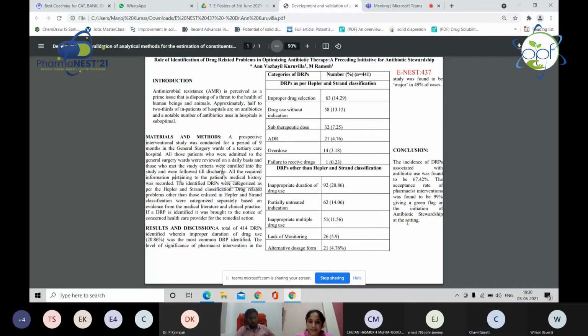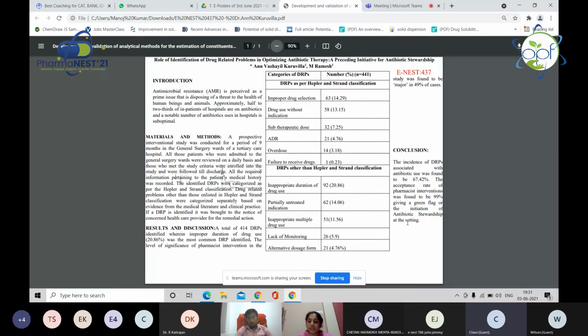Coming to the materials and methods, this was a prospective interventional study over a period of 9 months, done in the general surgery wards of a tertiary care hospital. Every day, all the patients admitted in surgery were reviewed, and the patients who had at least one antibiotic and stayed in for at least 1 day were taken into the study with informed consent. All the information pertaining to the patient's medical history and the antibiotic, the dose, frequency, and duration was taken into consideration, along with the category of use and indication.